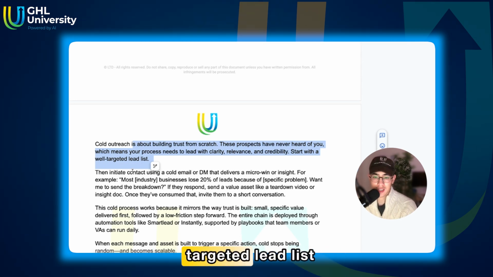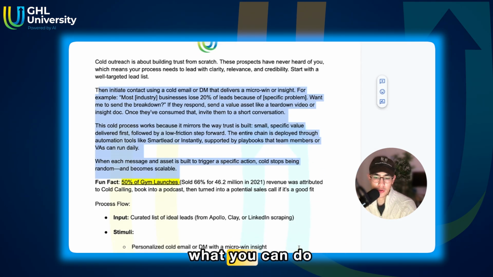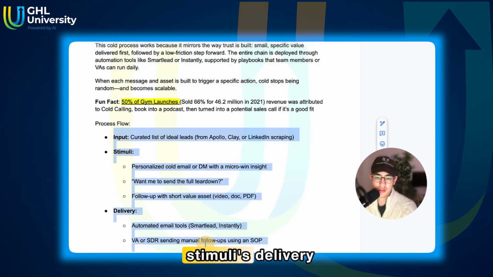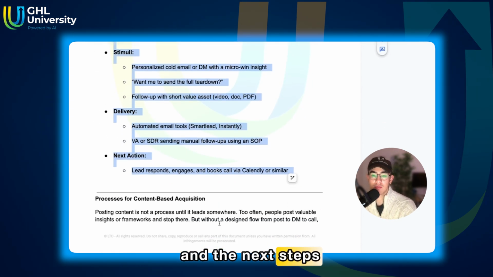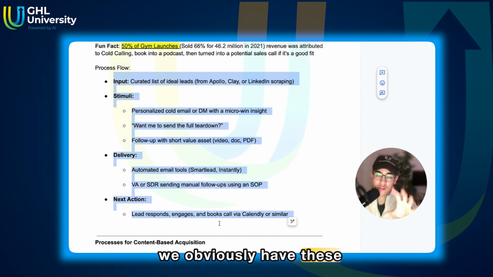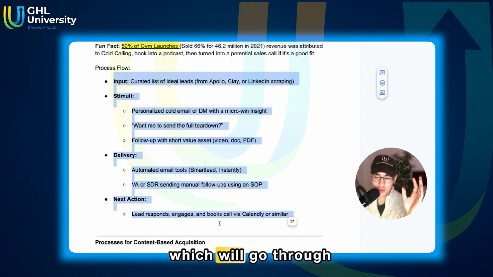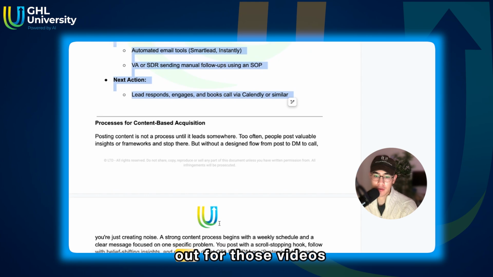Start with a well-targeted lead list. Here's an example of what you can do. Here are the inputs, stimuli, delivery, and the next steps for those actions. We obviously have these trainings in way more depth, which we'll go through in the later videos. So keep an eye out for those videos.